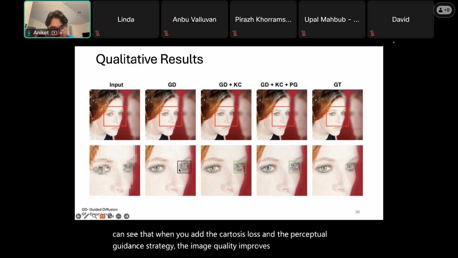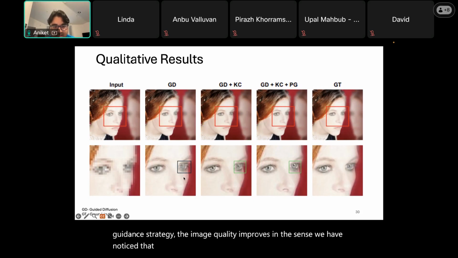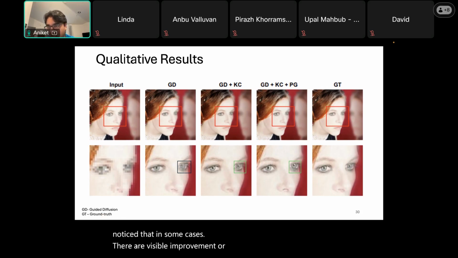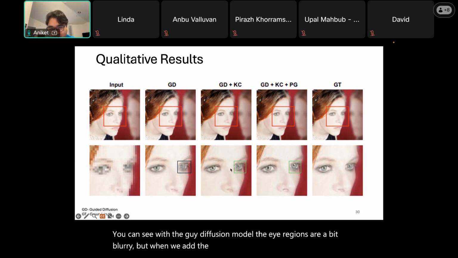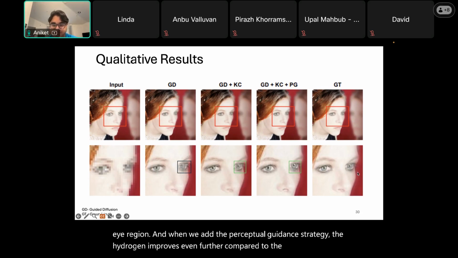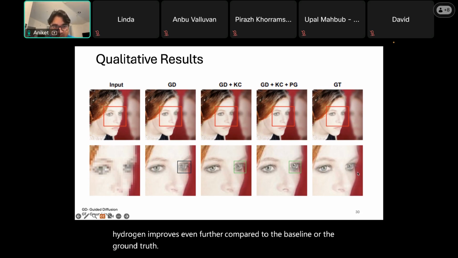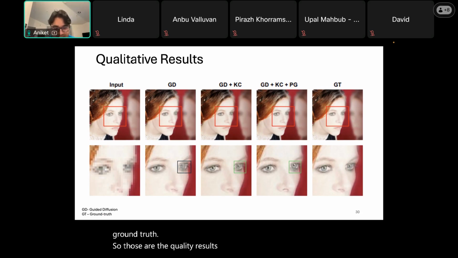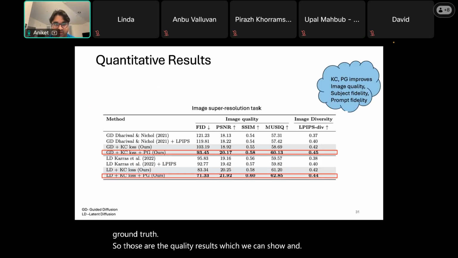We have noticed that in some cases there is visible improvement or visible artifact reduction. For example, here you can see with the guided diffusion model, the eye regions are a bit blurry, but when we add the kurtosis loss, it improves the eye region. And when we add the perceptual guidance strategy, the eye region improves even further compared to the baseline or the ground truth. So those are the qualitative results, and this is the quantitative results.